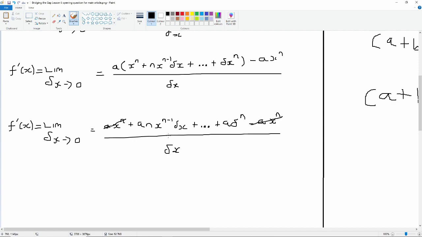And now we can cancel out the delta x, because we know delta x is not 0, but it's very, very, very close to 0, and that should be delta x to the power n. So that's going to be delta x to the power n minus 1 there.